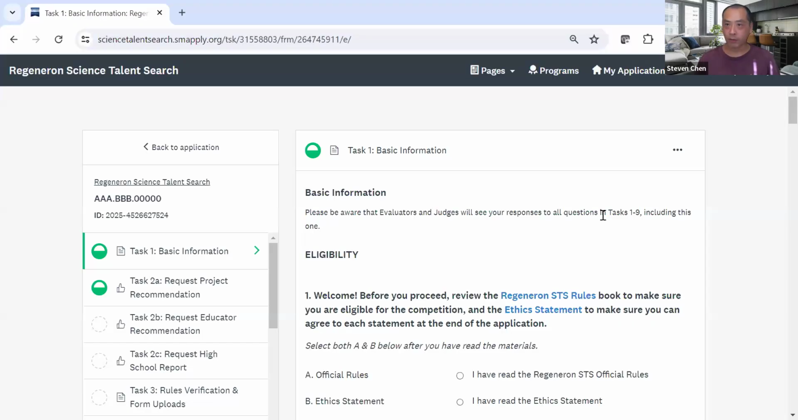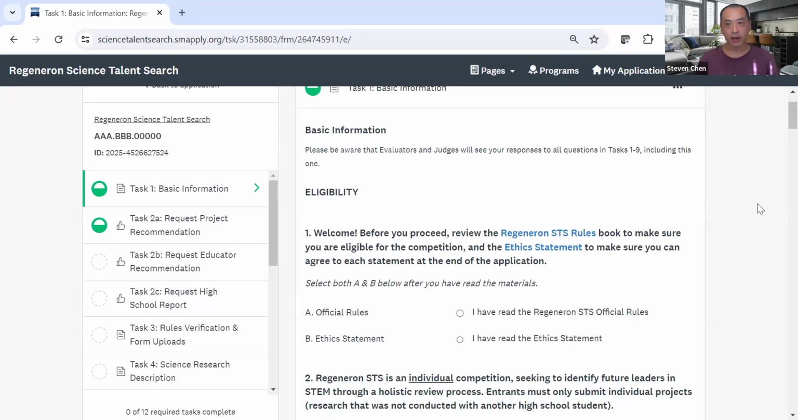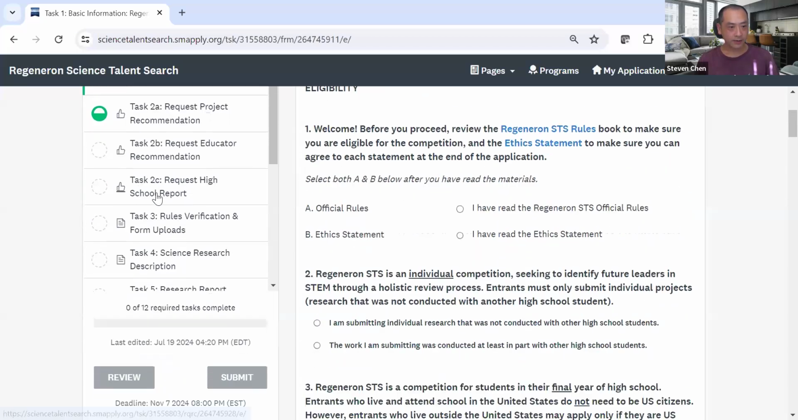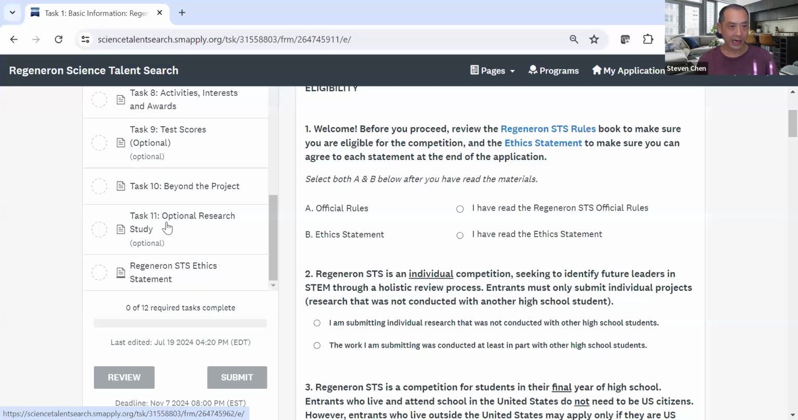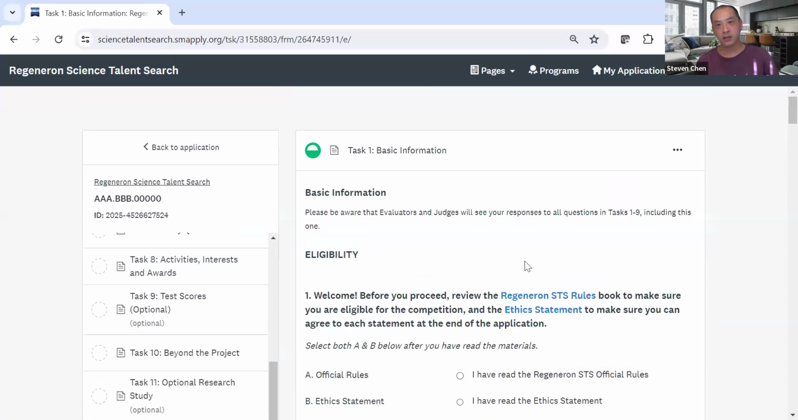So now let's go to the STS application form. I just created an account. I also strongly urge you to create your account as early as possible so you can quickly browse all the questions. On the left, this is the task menu. You can see there are lots of tasks. Wow, we have 11 tasks, lots of work to do. Indeed, there is lots of work to do. So let's go over them one by one.